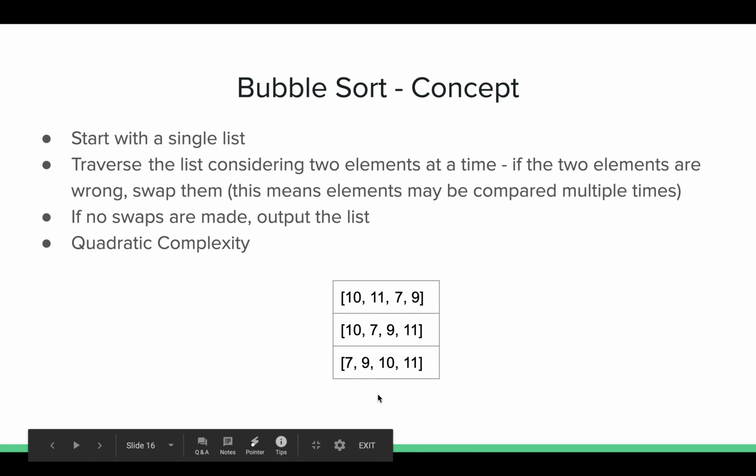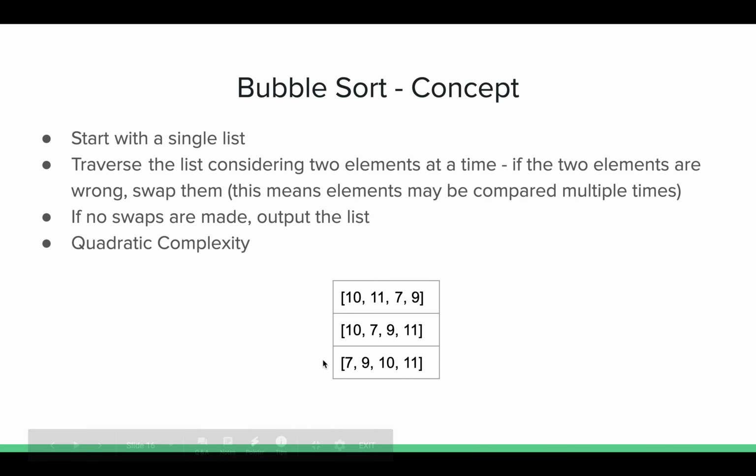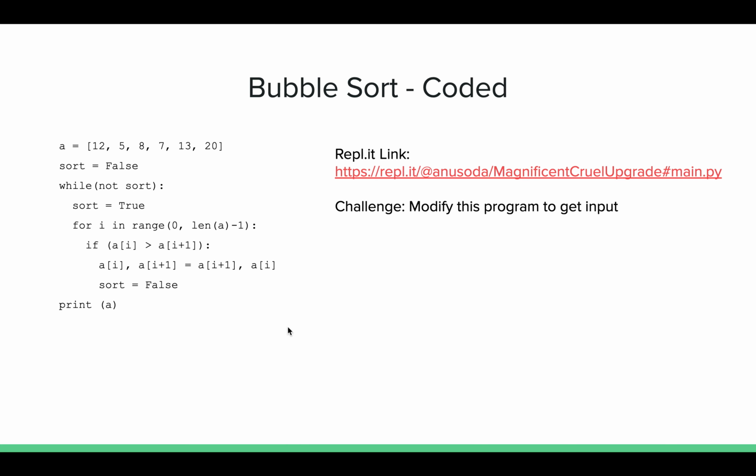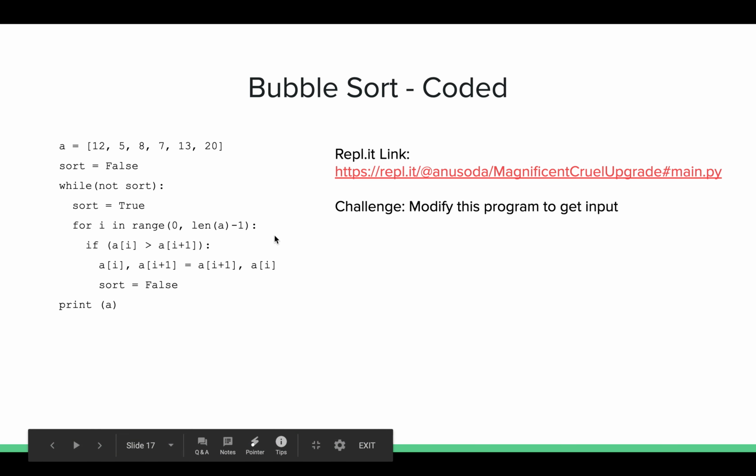We can see this is sorted, but the computer doesn't know. It has to go through one more time. 7 doesn't switch with 9, 9 doesn't switch with 10, 10 doesn't switch with 11. Obviously, this means no swaps have been made, so now we output the list. And this is bubble sort coded.